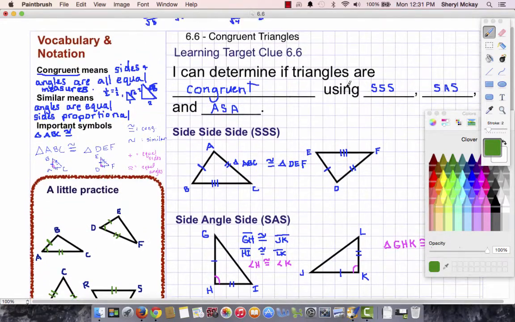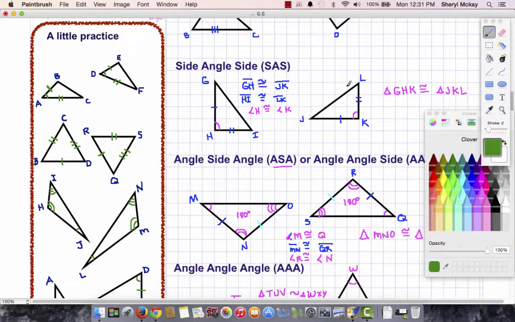All right, let's go ahead and take a look at these practice ones. I've got this triangle ABC, and I want to know if this triangle over here, DEF, if these two are congruent or not. So you tell me, is triangle ABC congruent to triangle DEF? And if so, why? Well, you are right. It is congruent. And it is because of side, angle, side.